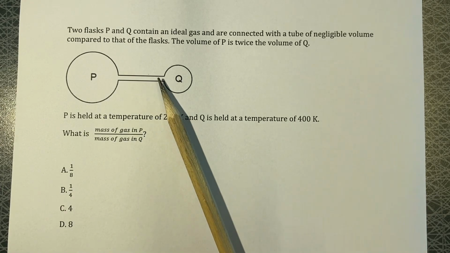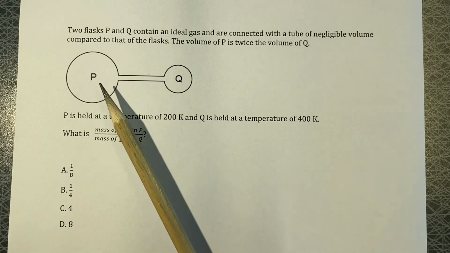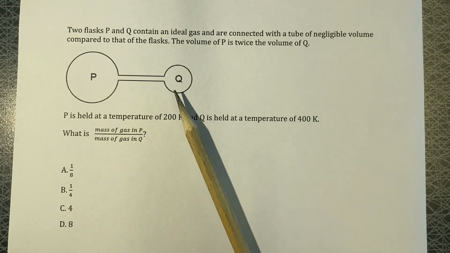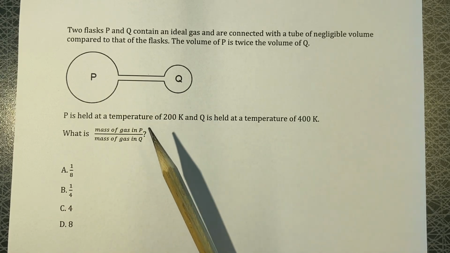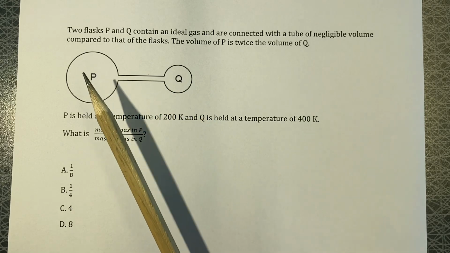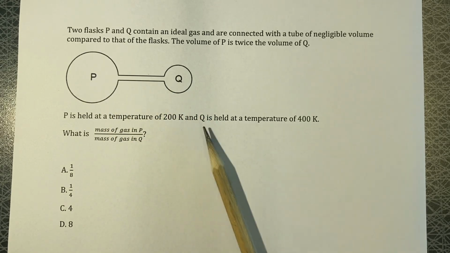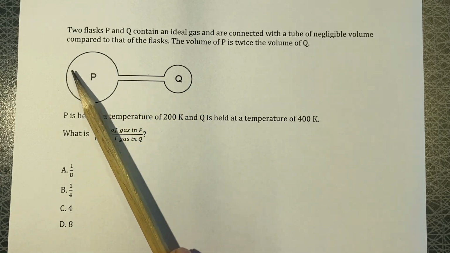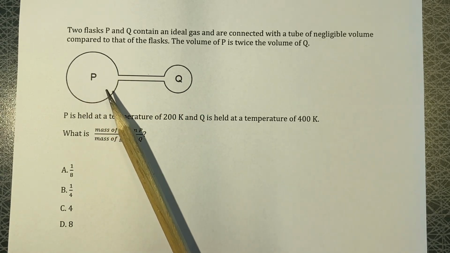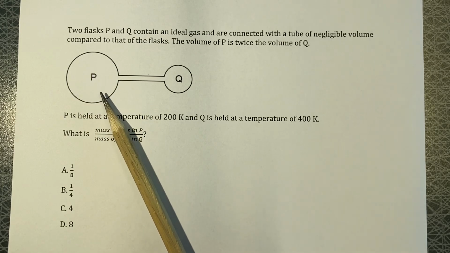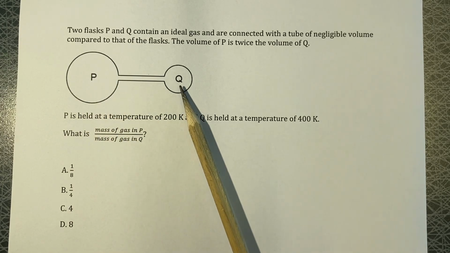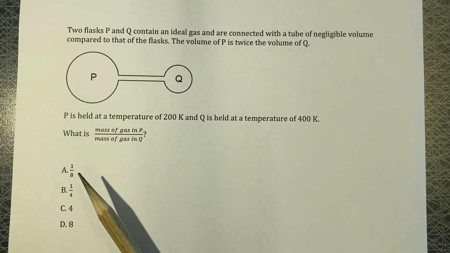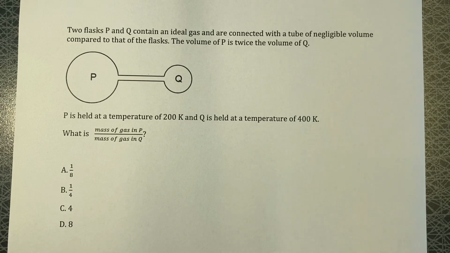You see, if there is a tube here that connects these two, so the molecules inside here can move freely between this tube, if the temperature would be the same, but it's not in this case, but if the temperature would be the same and this has twice the volume, then the mass of the molecules in P would be twice the molecules of this. Therefore, this ratio would be 2. That is not an option here.